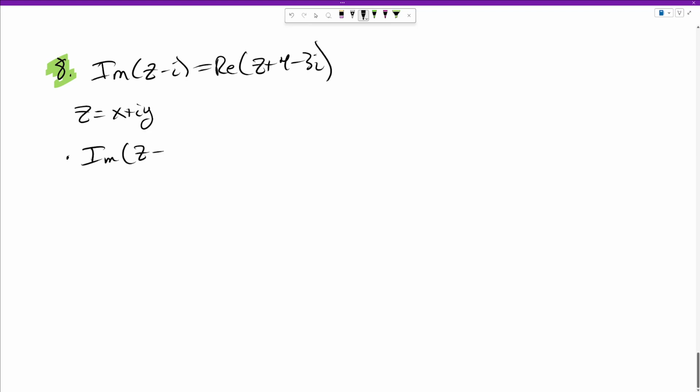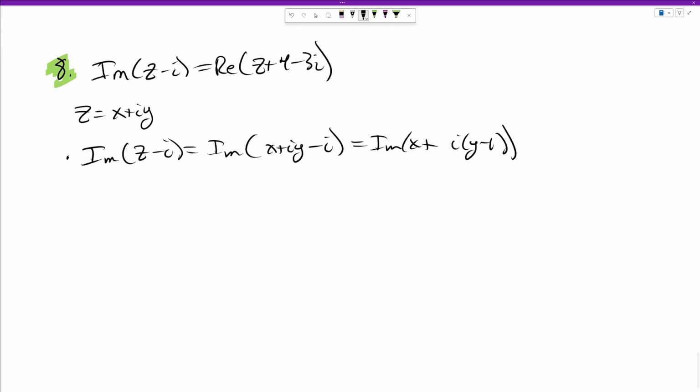So the imaginary part of z minus i is the imaginary part of x plus iy minus i, which is the imaginary part of x plus i times y minus 1. And you have to, again, write your complex number as a plus ib in order to figure out what the real and imaginary part are. If we just stopped in the middle here, we wouldn't be able to tell. So what's the imaginary part of x plus i times y minus 1? Well, it's y minus 1.